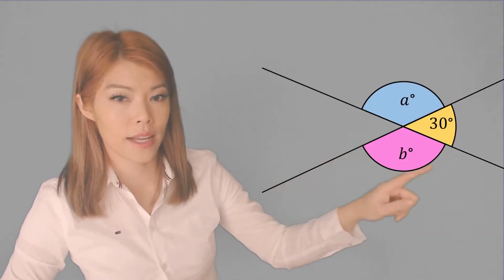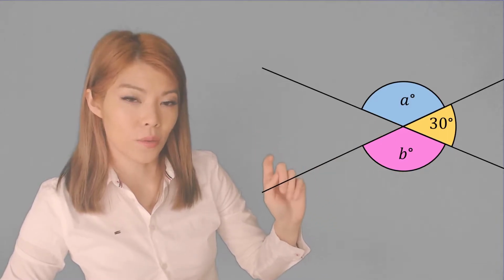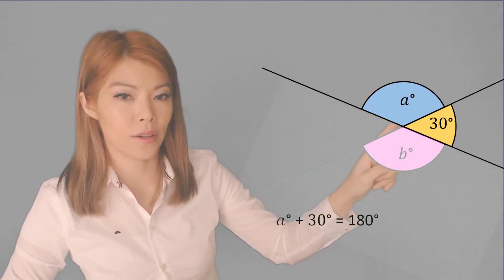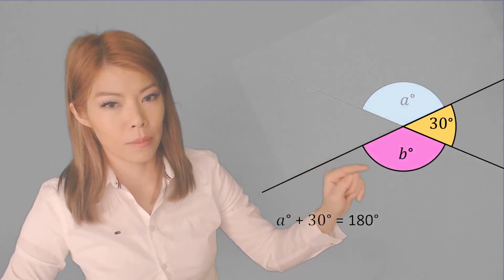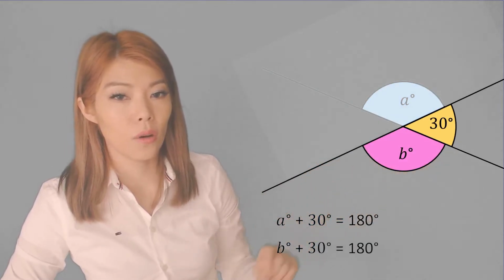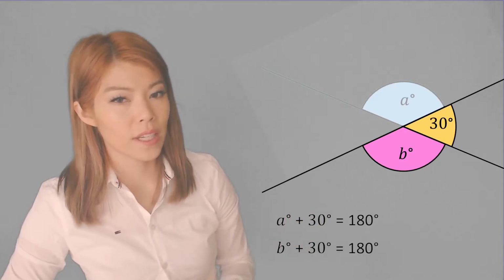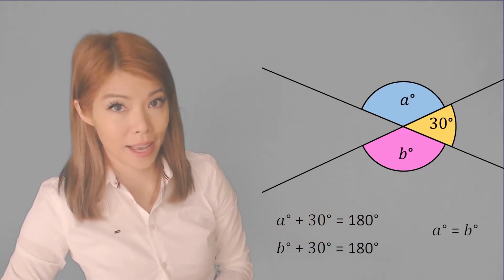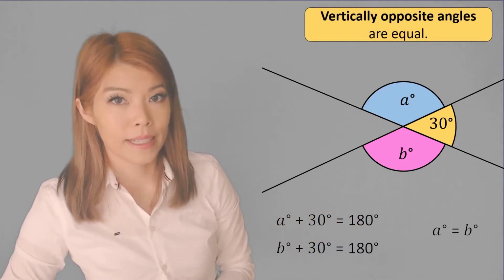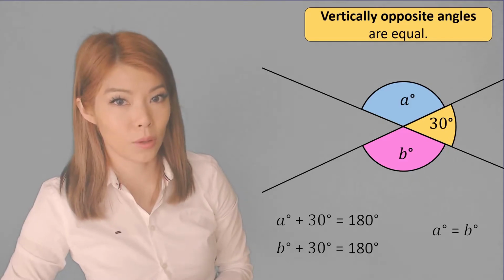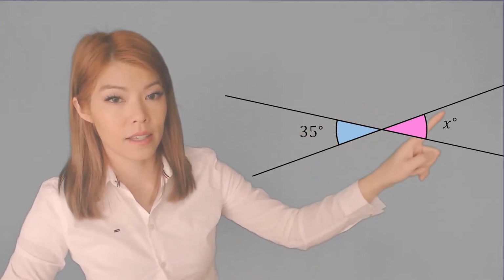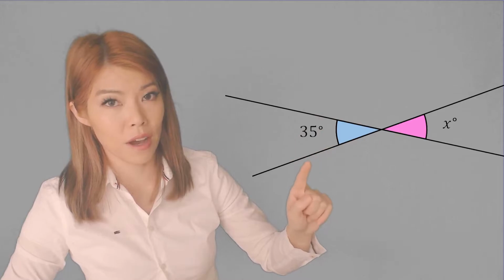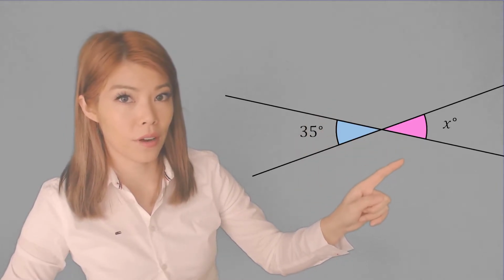Let's have a look at these two lines, how they cross like this. When this happens, we notice that if we look at the blue and the yellow angle, it adds up to be 180 degrees. And if we focus on the pink and the yellow, we also notice that it adds to 180 degrees. So what can we say? That means the blue angle and the pink angle, so A and B, are exactly the same. These are called vertically opposite angles, and yes, they're exactly the same, or they're equal. So when we see angles like this, separated by these two lines, vertically opposite, they will be the same. So if the blue angle is 35 degrees, then the pink angle will be 35 degrees as well.